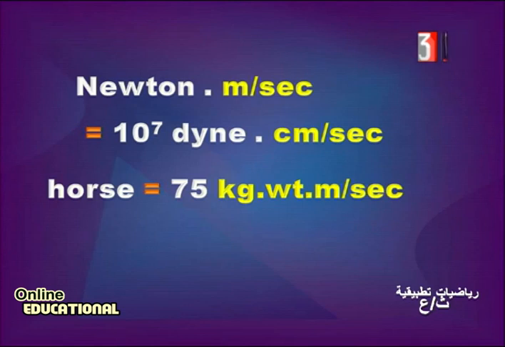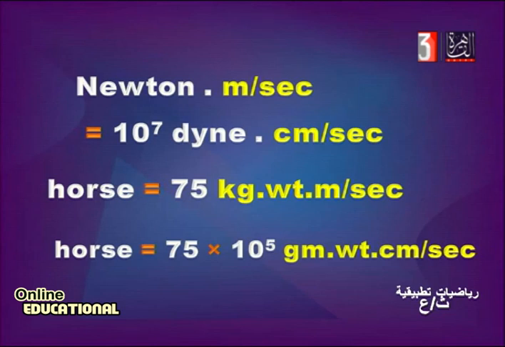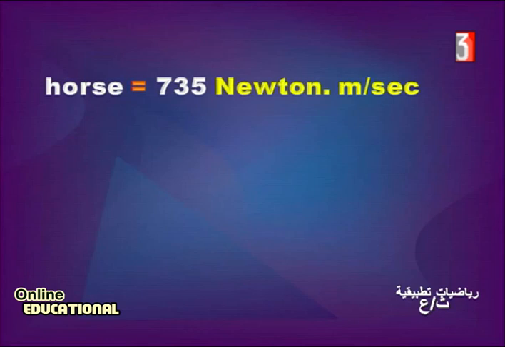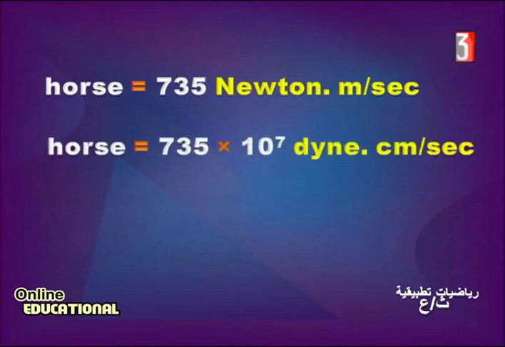The horse equals 75 kilogram weight times meter per second. The horse equals 75 times 10 to the power 5 gram weight centimeter per second. And the horse equals 735 Newton times meter per second. Newton meter equals 10 power 7 dyne centimeter. Then the horse equals 735 times 10.